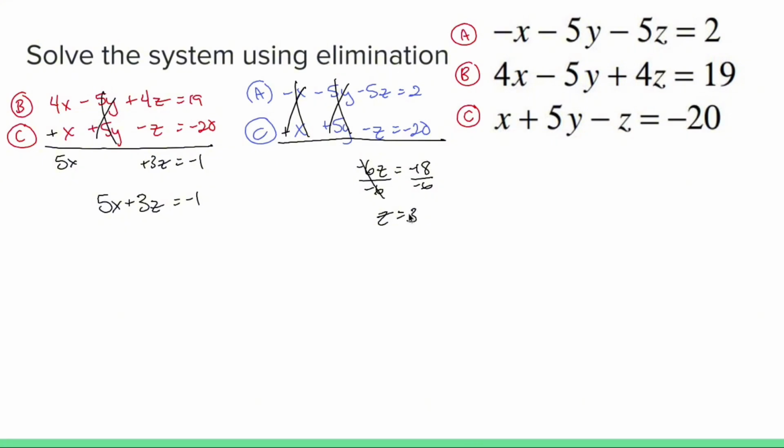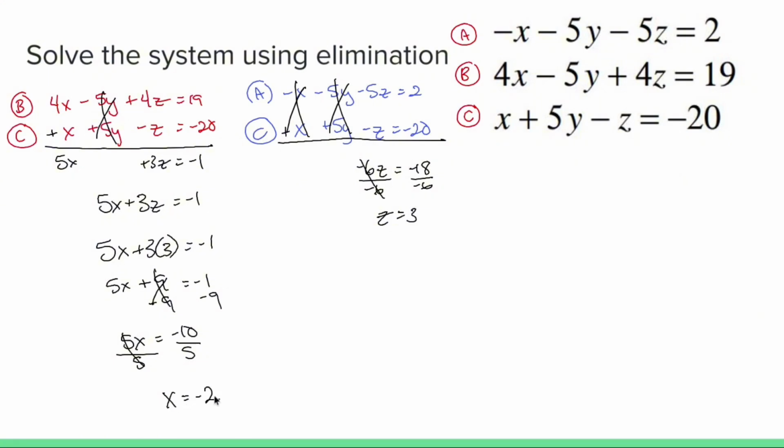Z is 3. Now, if we didn't get this, then we would solve this system of equations as if it was a regular 2-variable equation like you would have done in Algebra 1. But now that we find out z is 3, I can plug it into here to get x. So 5x plus 3 times 3 equals negative 1. 5x plus 9 equals negative 1. Subtract 9. 5x equals negative 10. Divide by 5, x equals negative 2.